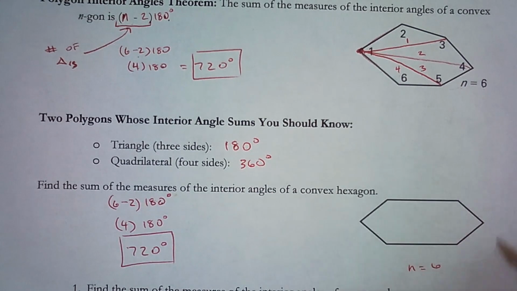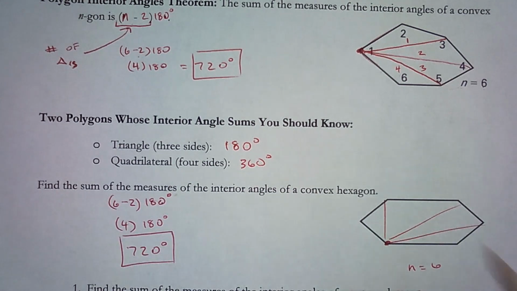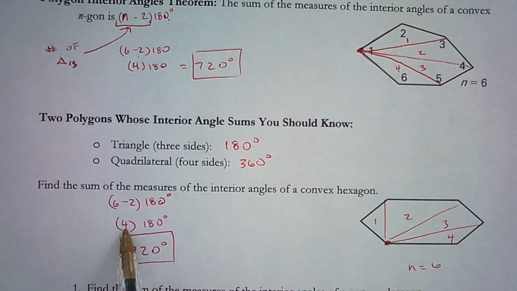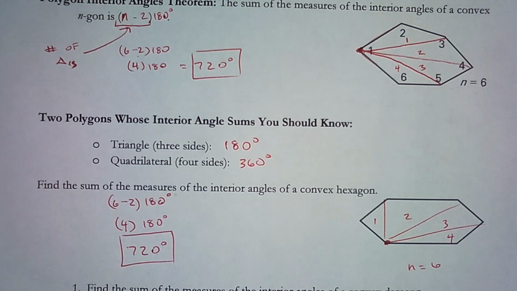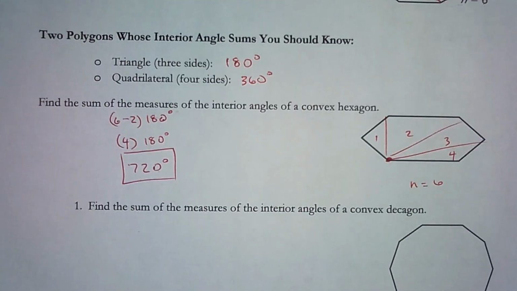Okay, now it doesn't matter what vertex I pick. For this vertex right here, I could draw 1, 2, and 3 diagonals, giving me 1, 2, 3, 4 triangles. Each one is 180 degrees for a total of 720 degrees. You do not have to draw in the triangles every time. And more sides means more triangles. We don't want to do that as the number of sides gets larger.